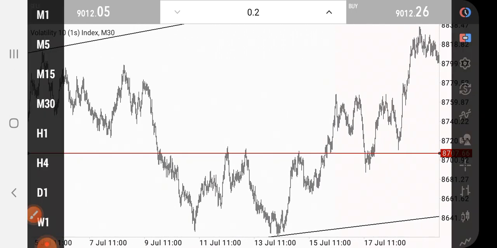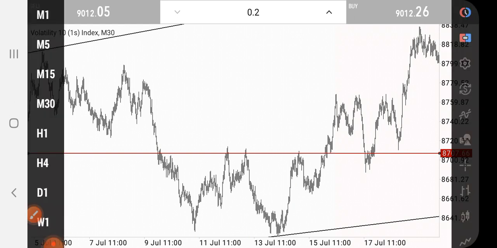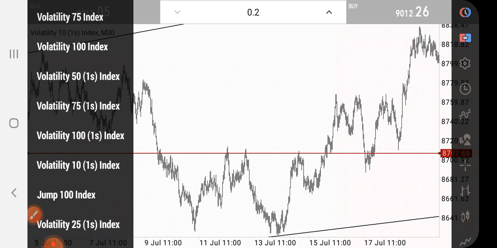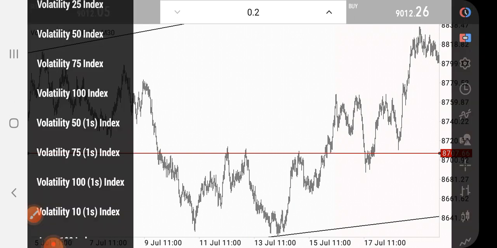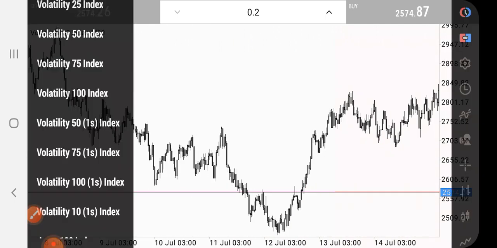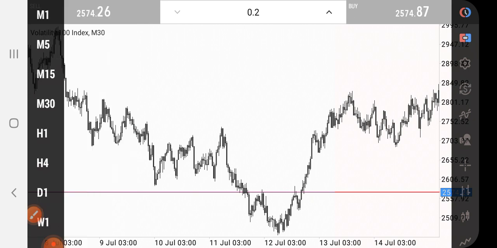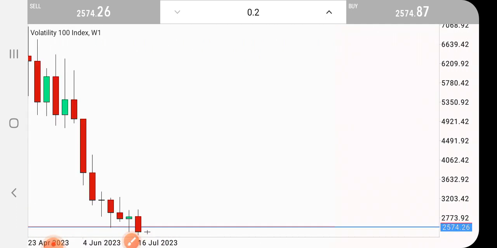Let's check, that was Volatility 101. So you can just go check another index. You can check even Volatility 100. Let's go to a higher time frame like the weekly time frame. So this is our weekly time frame.